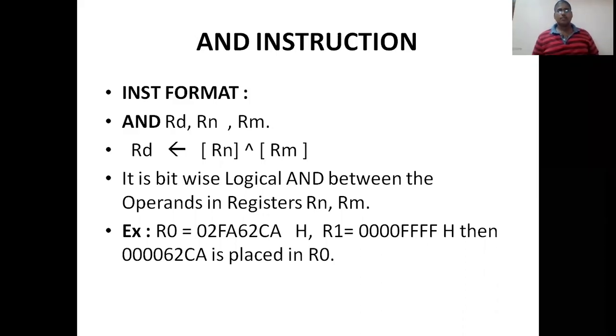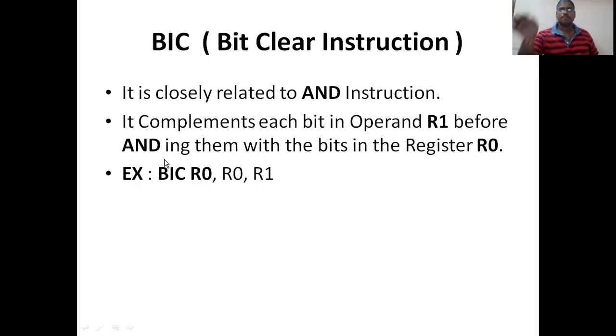Here this is nothing but the intersection symbol. Why we have used this intersection symbol: if both Rn and Rm contain 1, then only the output is going to be 1. That means 1 should be common in that particular bit position for both Rn and Rm, then only the output is going to be 1. So that is about this AND instruction.